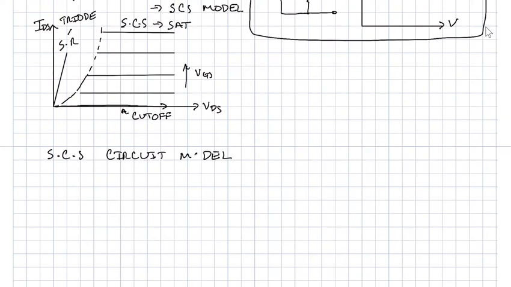Okay, so in this mode of operation, we're basically going to look at, well, for one, I guess I could spell it out. What does SCS stand for? It stands for switch, current source. And so what does the device end up looking like?